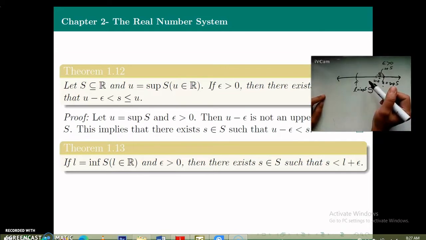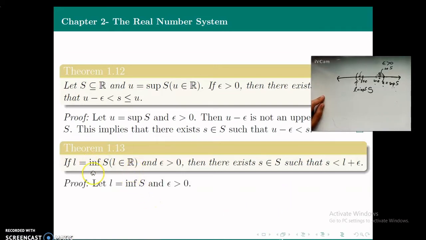And then, for any epsilon greater than 0, we could have L plus epsilon here. So it could be closer to L. So for any epsilon greater than 0, we're going to show that there exists an s such that s is less than L plus epsilon. For our proof, we have this one.